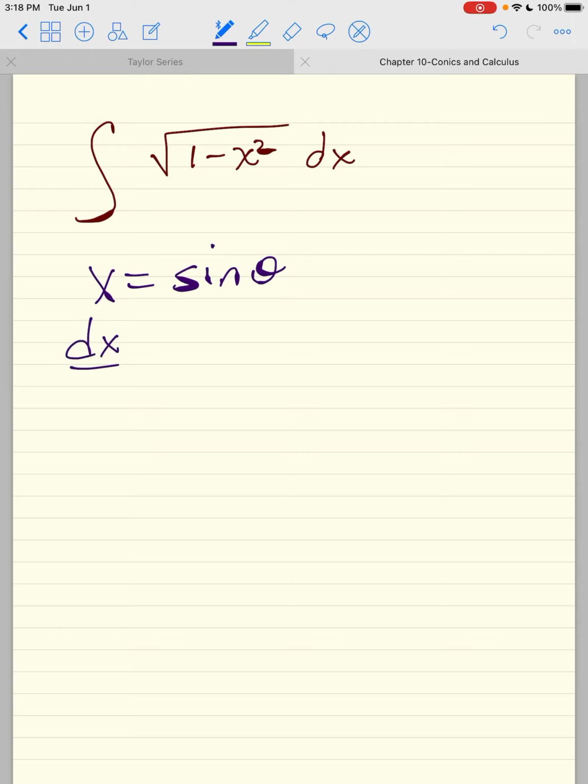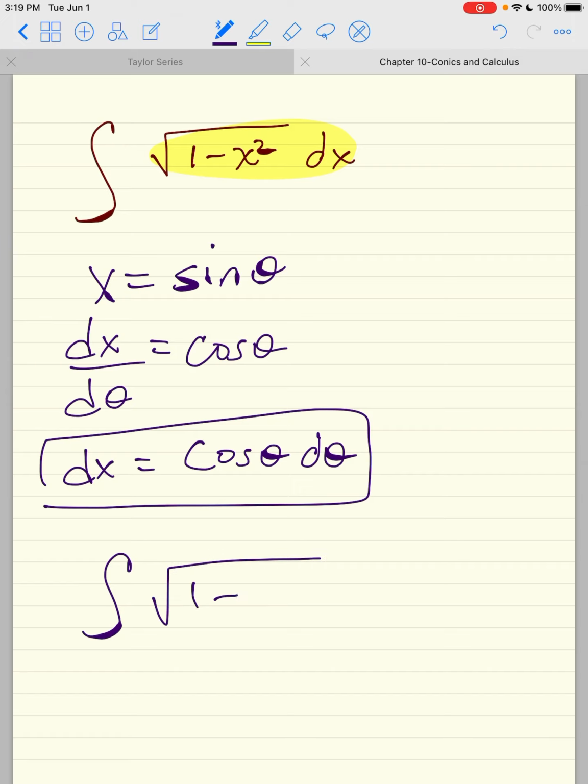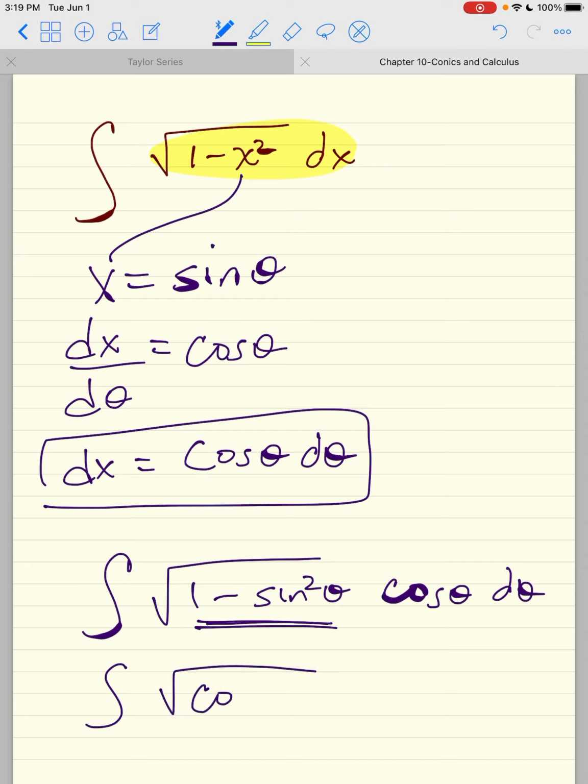So dx d theta, which is the derivative of x with respect to theta, is cosine theta. I'm then going to solve for dx, and then exchange all of this for thetas. So I get the square root of 1 minus sine squared theta, because that's what we made x, and then dx to be cosine theta d theta. We know that 1 minus sine squared theta is cosine squared theta, right? That's your identity.